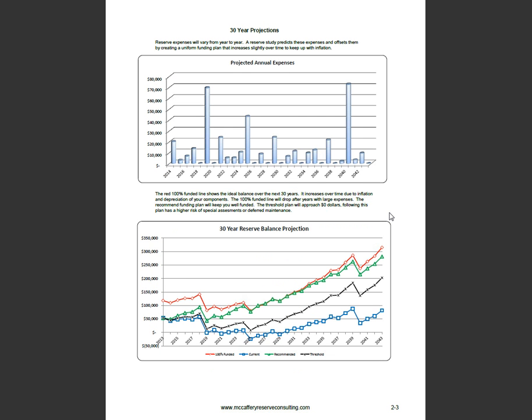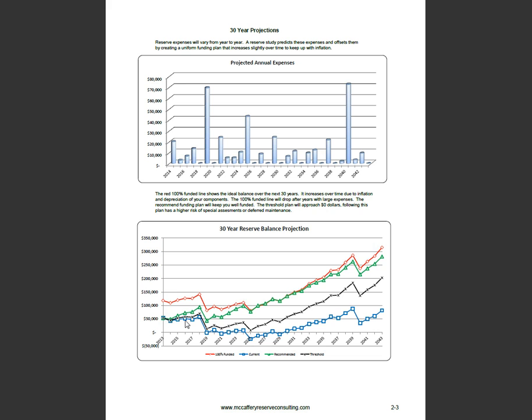On the next page, 2-3, the top chart shows what the association's estimated expenses will be over the next 30 years. The lower chart shows the fully funded balance over the next 30 years. So this top line, the red line, is the fully funded balance over the next 30 years. And you can see that it increases over time due to inflation and the fact that your components are depreciating and getting older.